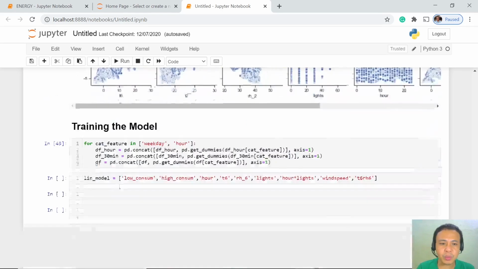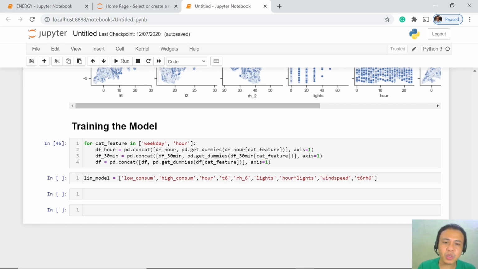And so because of this assumption of interaction, we've included the interaction between the hour and the lights because, again, hour is here and also light is here. And also we have included the interaction between the T6 and the RH6, right?